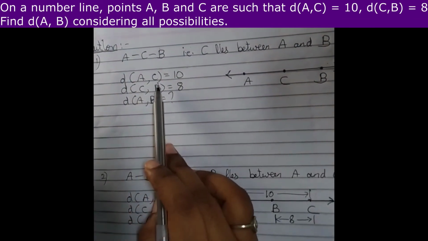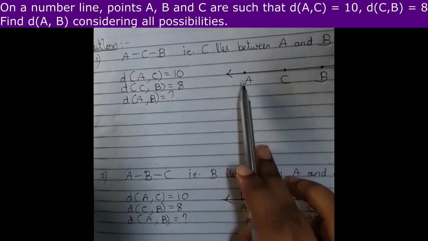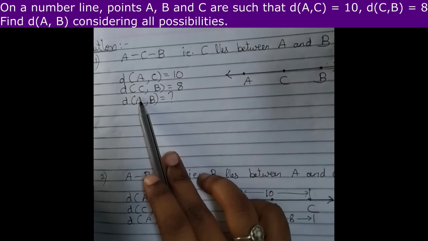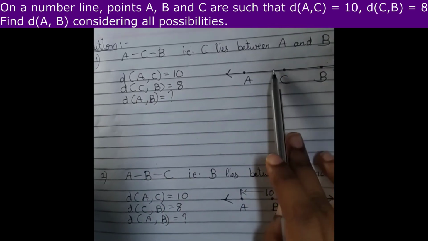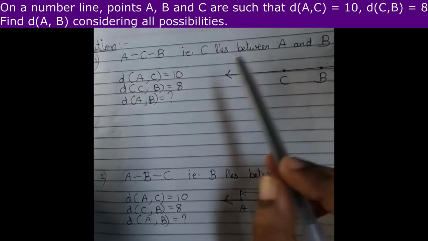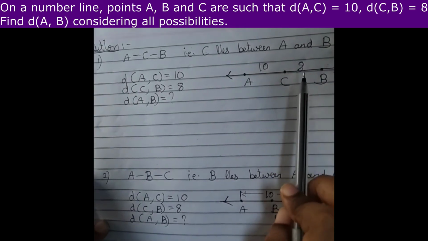So distance AC equals 10. Distance CB equals 8.